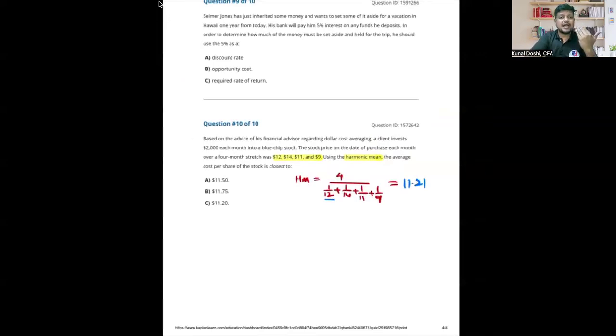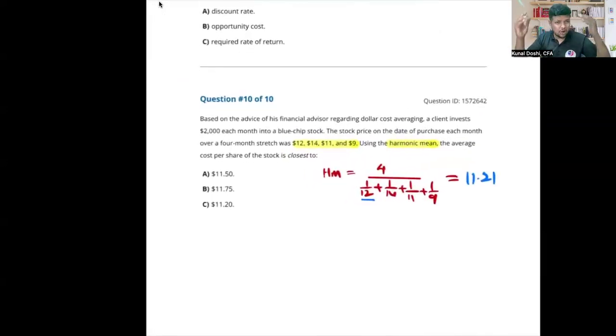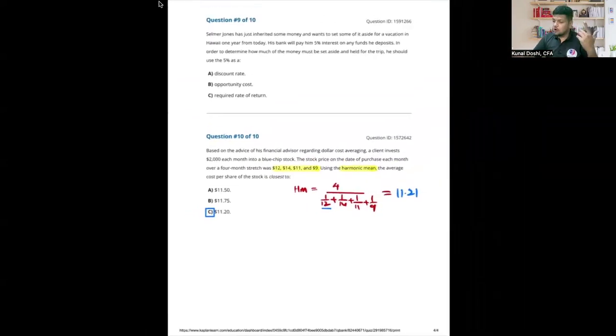Yes, that's my harmonic mean. In this case, the answer is 11.2. The closest of all the three is C. Correct? Everyone understood? How do I do that?